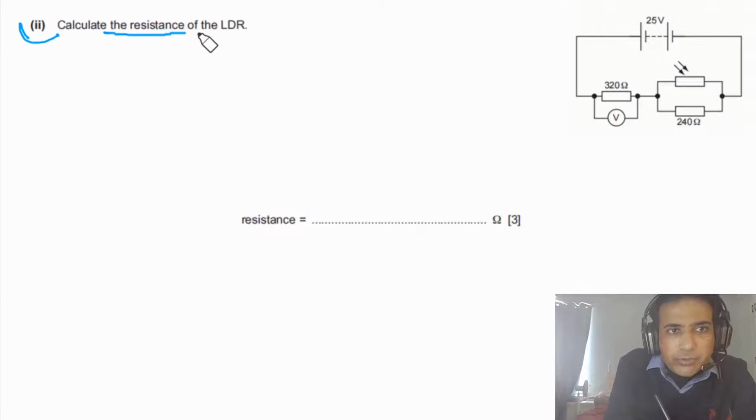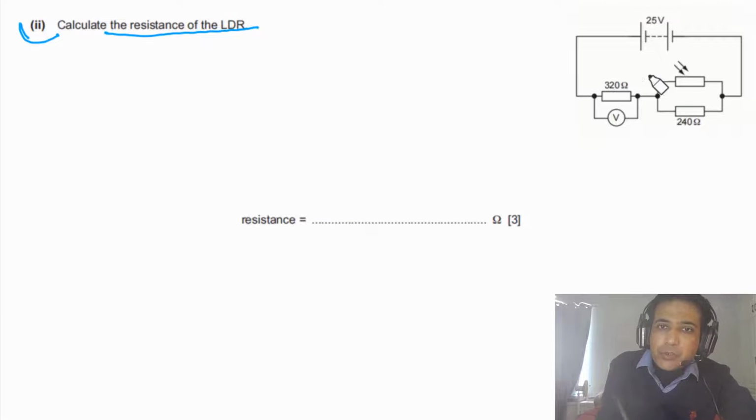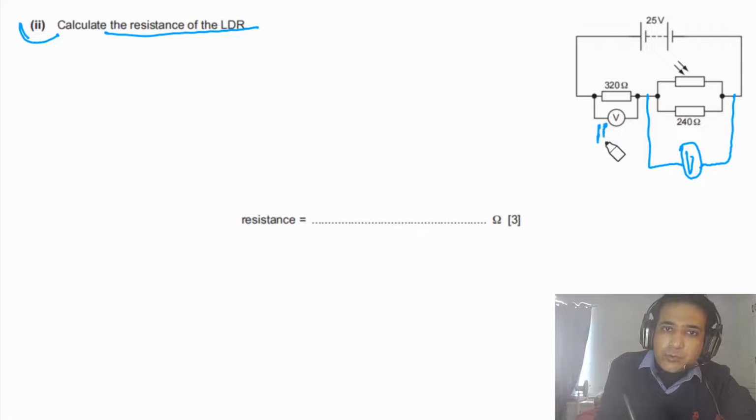Second part says calculate the resistance of the LDR. In order to calculate the resistance of the LDR, first of all we need the PD across this combination. So we can connect the voltmeter here. So simply we can say the voltmeter is connected here. Now what is the reading on this voltmeter? The reading on this voltmeter we have, that is equal to 16 volts.